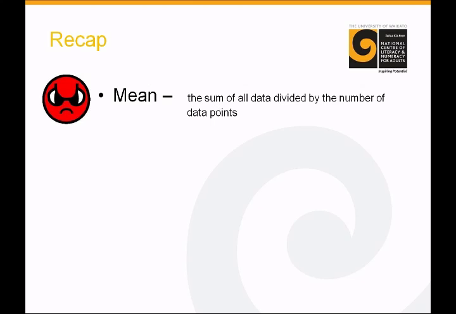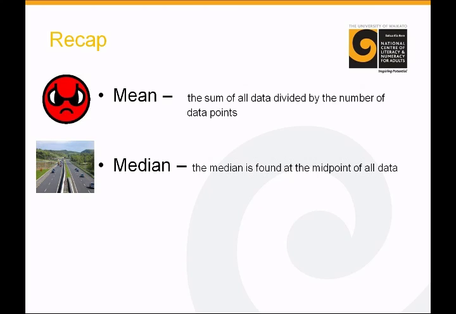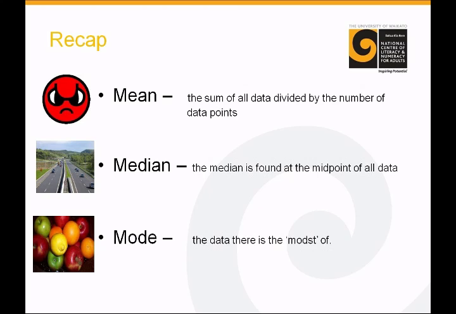Just to recap, the mean is the average, the sum of all data divided by the number of data points. The median is found at the midpoint of all the data. The mode is the data that there is the most of.